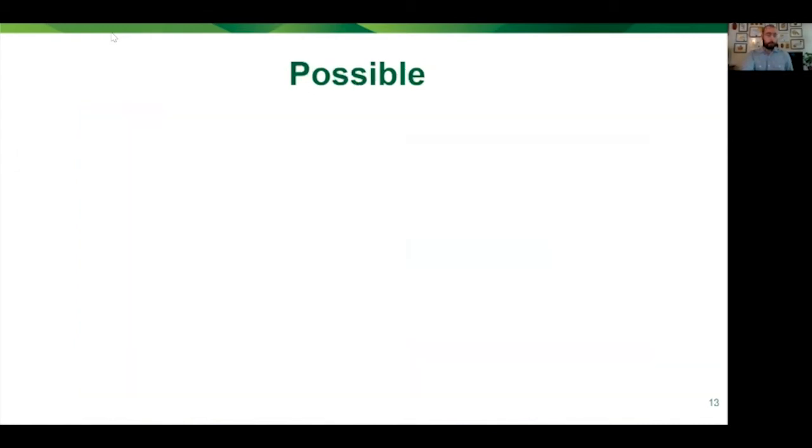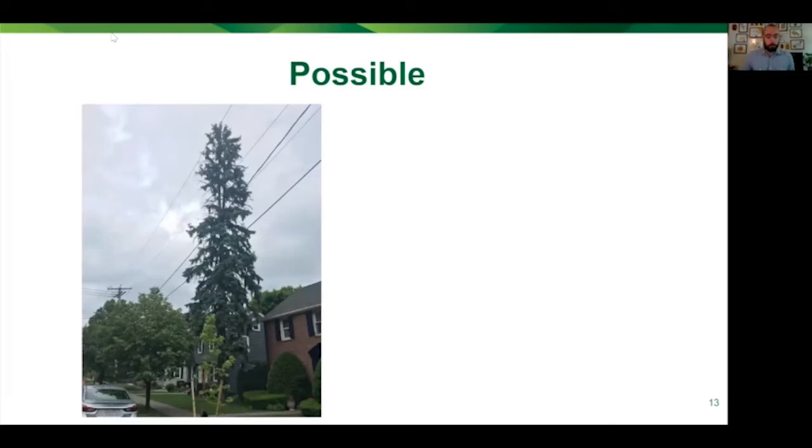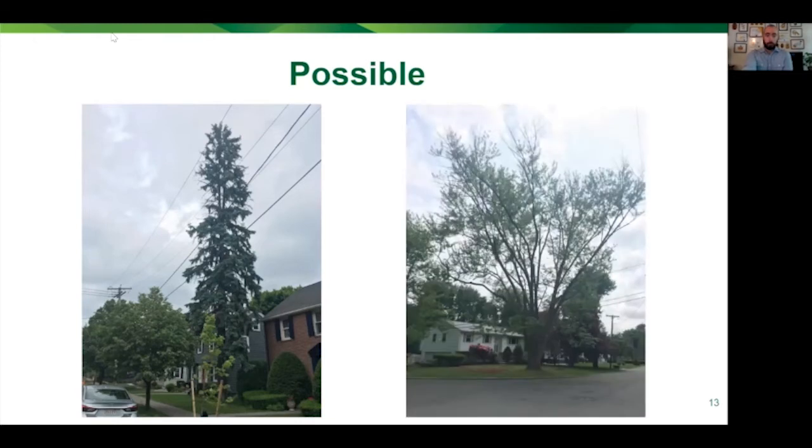Some possible trees here. This is a blue spruce. If you follow the trunk up about 3/4 of the way, there's a codominant union there. And there is some dieback in the extremities of the crown. So that union was given likelihood of failure of possible. And a similar situation here with the silver maple on the right. There's a low codominant union with some included bark. And there's also some dieback in the crown extremities. So this one was assessed as possible.